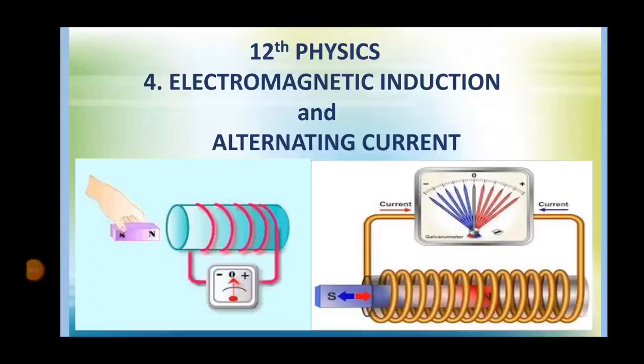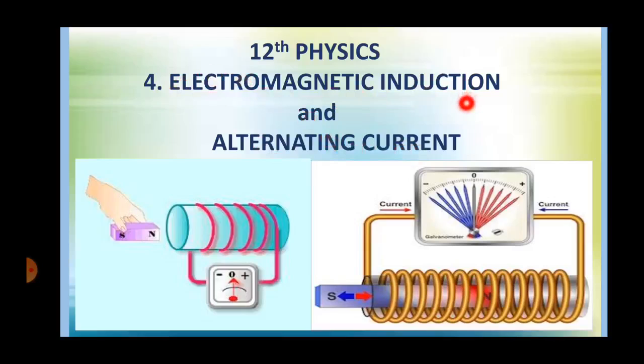Hi students, today we are going to start a new topic, 12th standard physics, lesson 4: electromagnetic induction and alternating current. First of all, we are going to see what is electromagnetic induction.